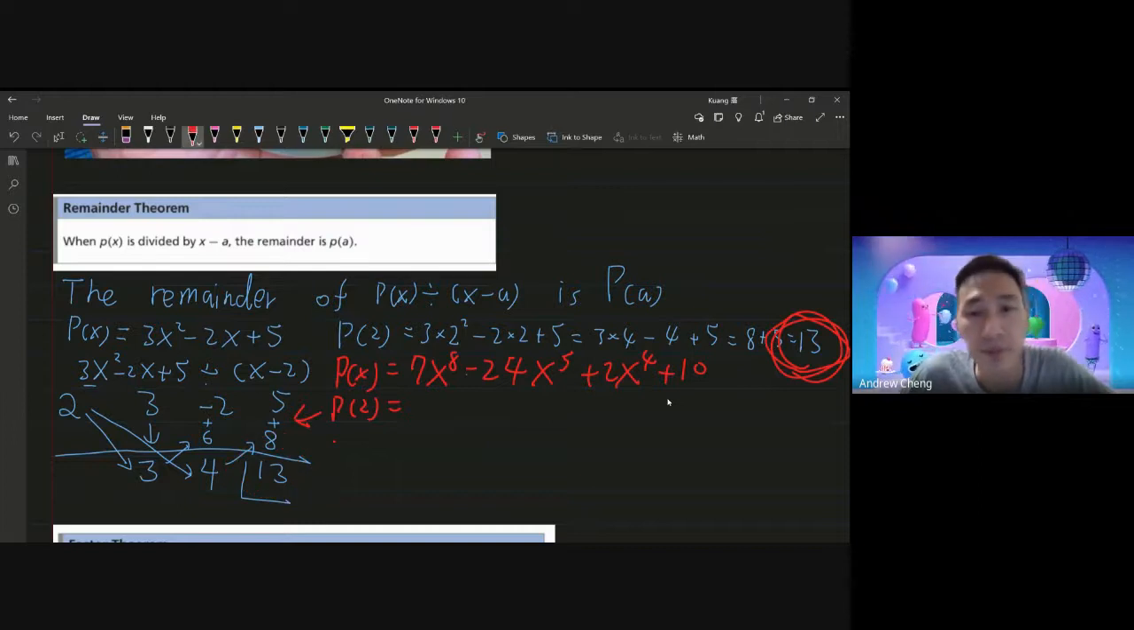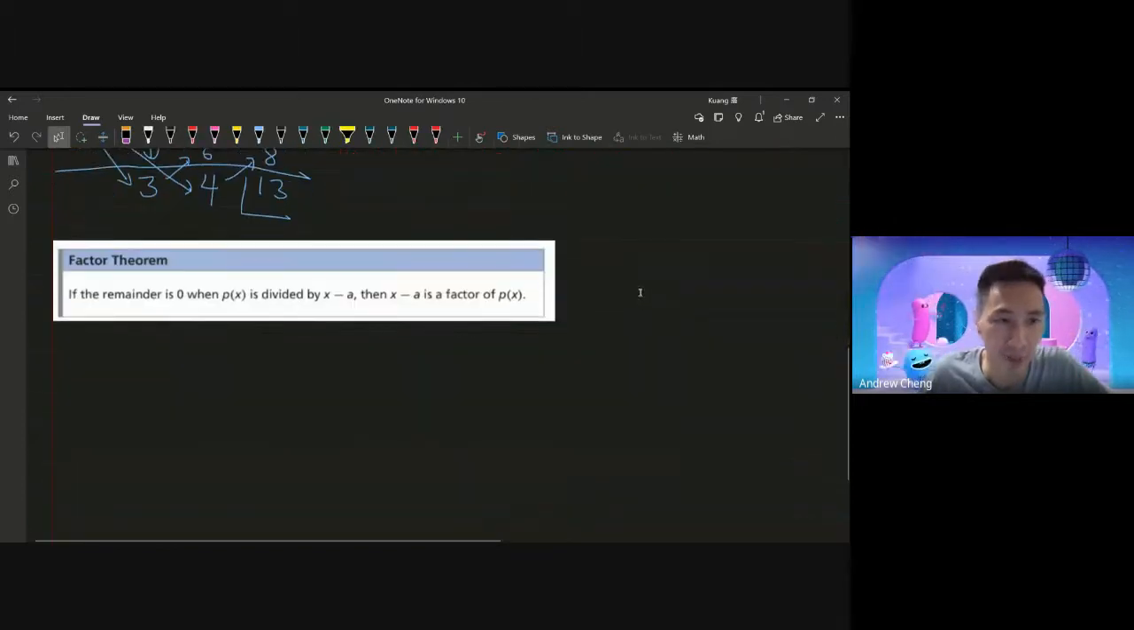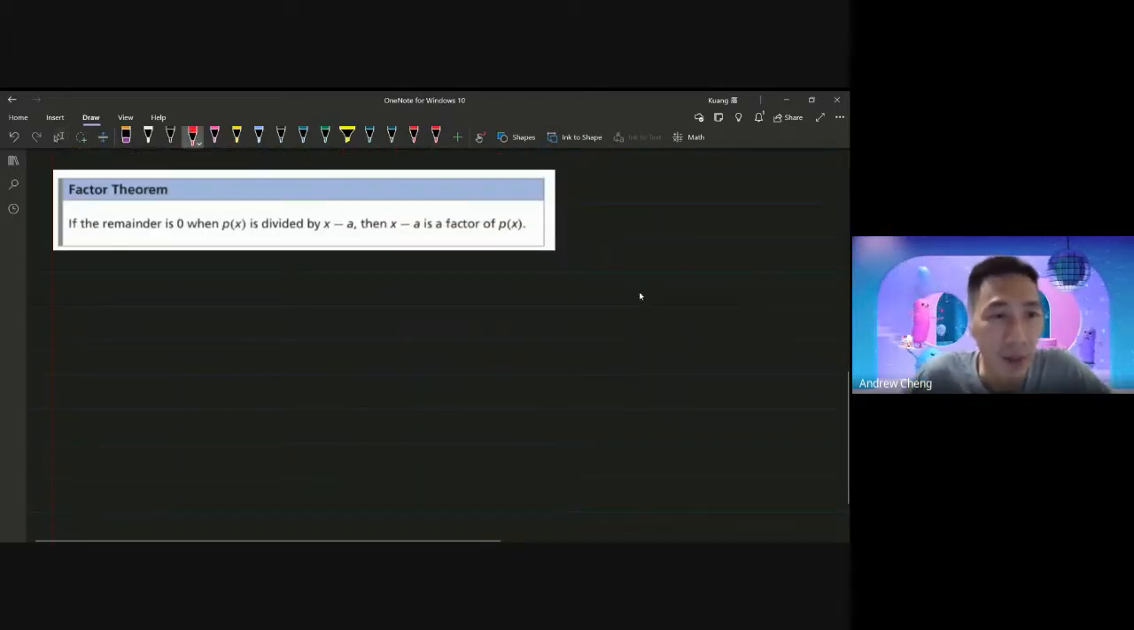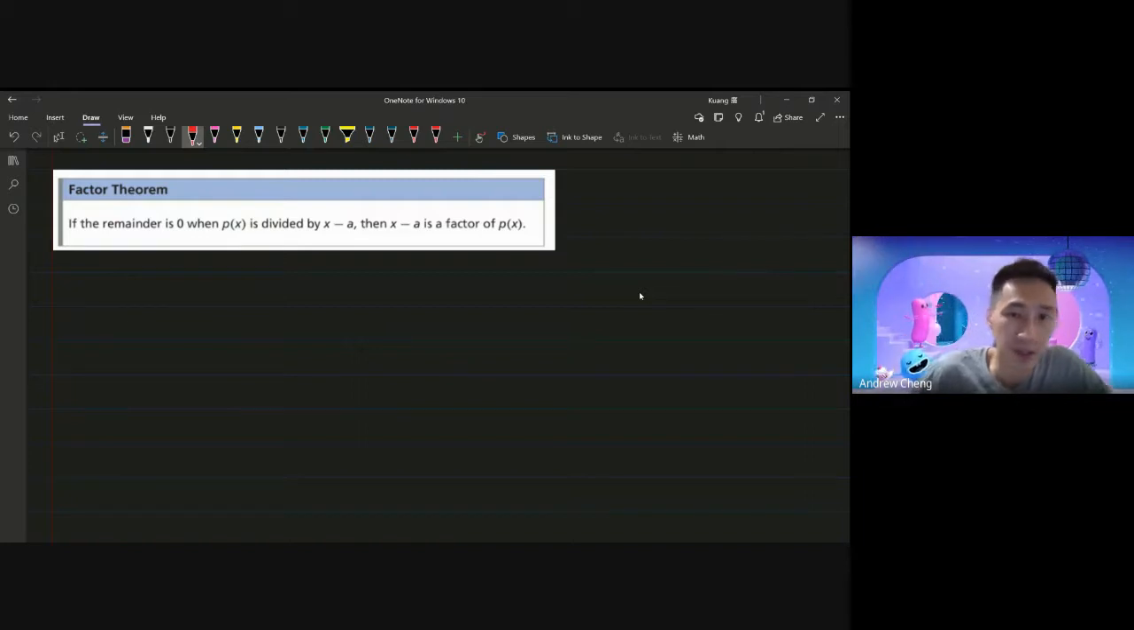Some effort. All right, this is an important property of polynomials. Okay, I will explain why later on. Just remember this first. And second is the factor theorem. Okay, it states if the remainder is 0 when p of x is divided by x minus a, then x minus a is a factor of p of x. Okay, so which means the remainder is 0, right? Remainder is 0. That means, so I give you an example.